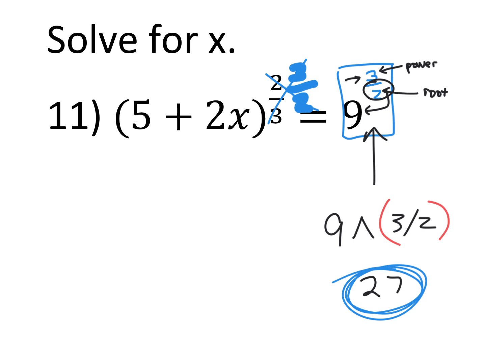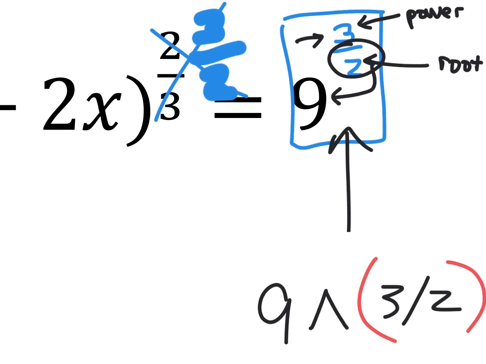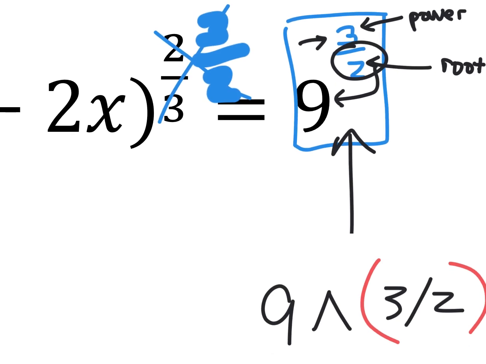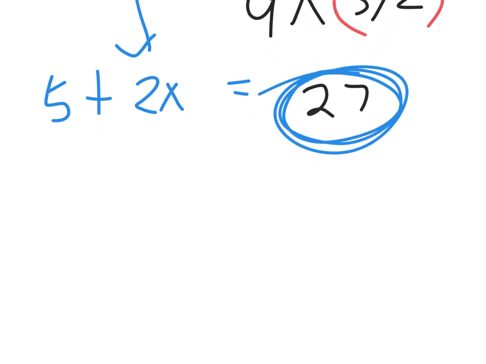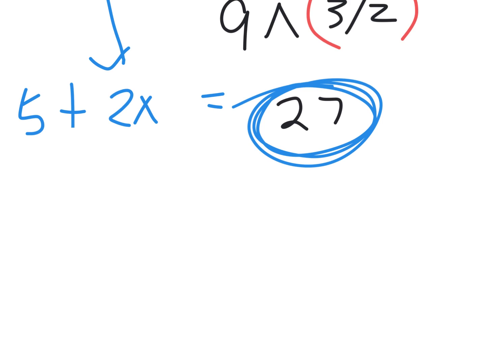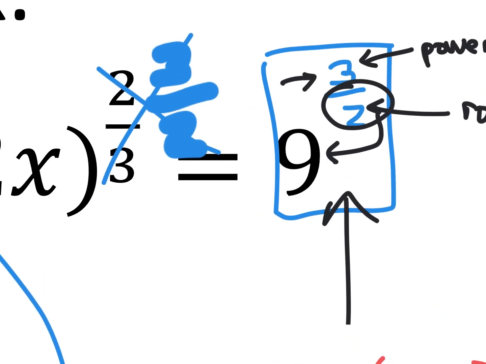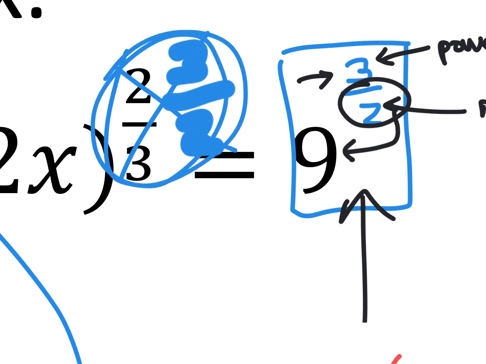So back to this problem. We just got this answer, and it came out to 27. So am I done? No, I got to bring all this down. And it's 5 plus 2x equals 27. But from there, it should be easy. You just subtract 5, divide by something, all done. Okay, so the key here is when you get rid of powers, you use the flip of the power, and you do that to both sides.